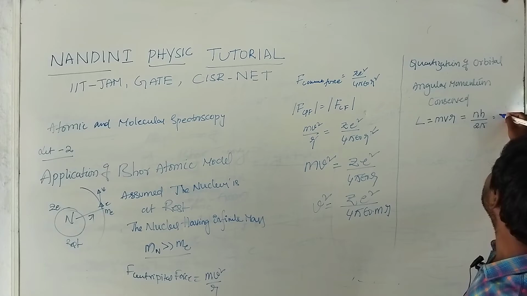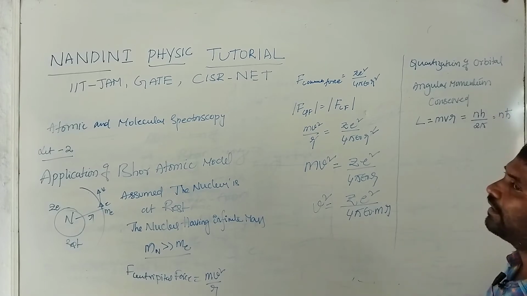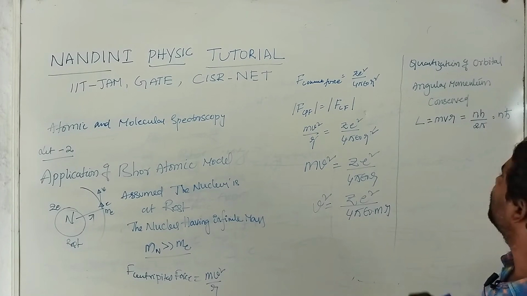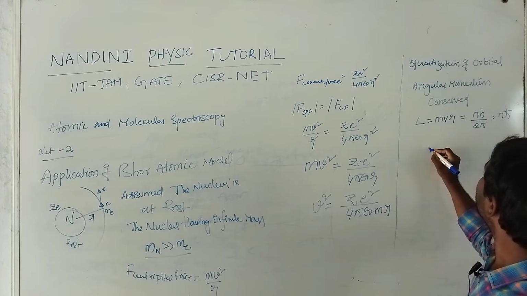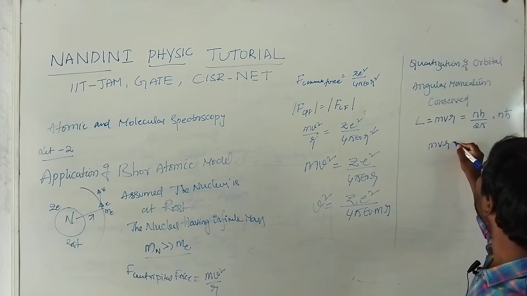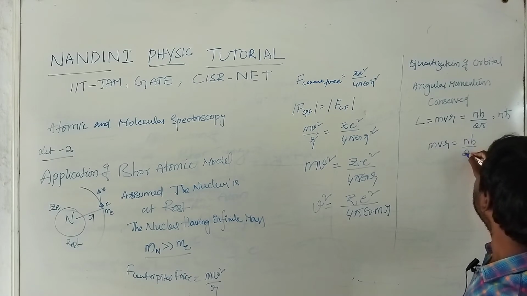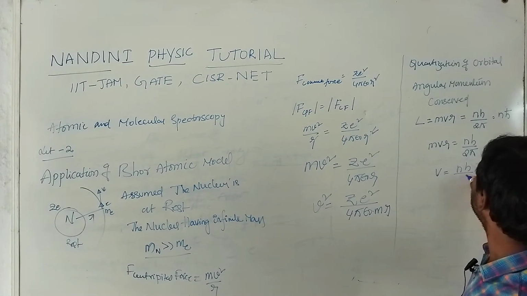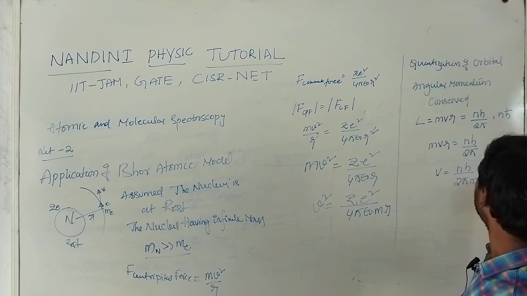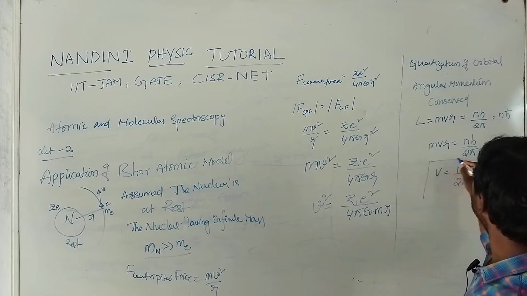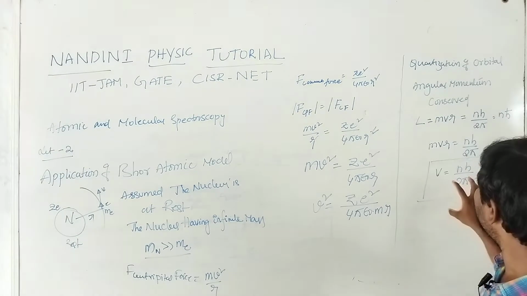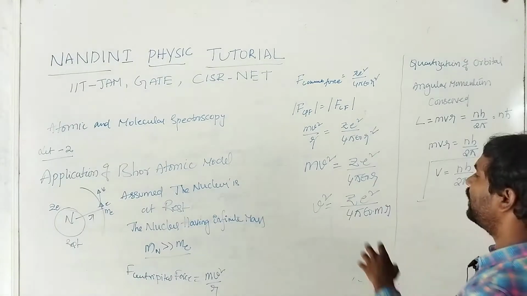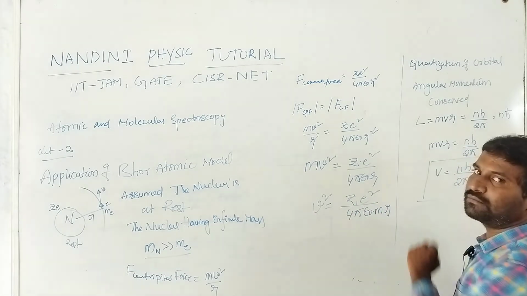So it is also represented as nh cut, where h is Planck's constant. Therefore, from this equation we can write mvr is equal to nh by 2 pi, and so v is equal to nh by 2 pi m r. According to quantum mechanics, this is the velocity of the particle. According to classical, this is the velocity of the particle.